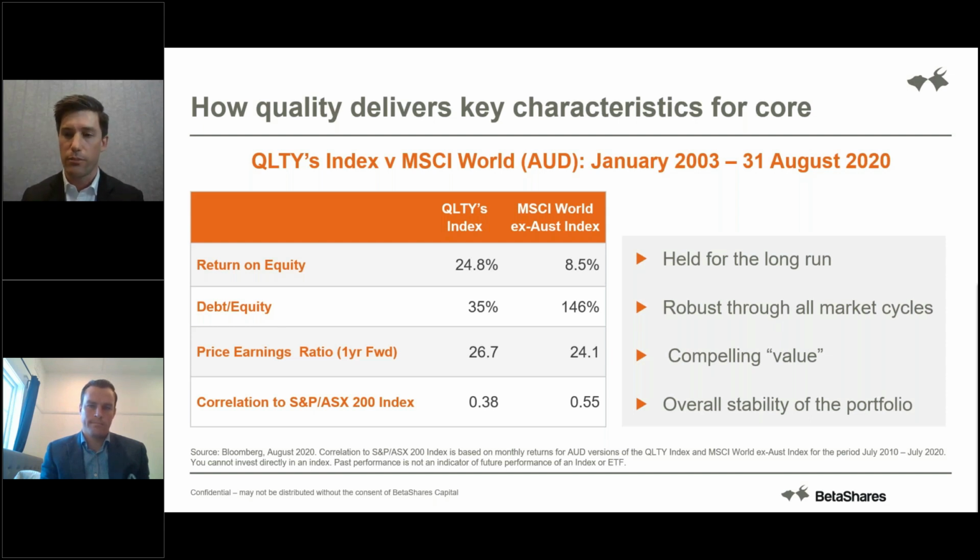And the final point, this is really important, is that you want to hold a global equity exposure which has smaller drawdowns, which has lower correlation overall. And you can see the correlation there to the ASX 200. So you can see how that delivers on that front. Over to you, Chris.